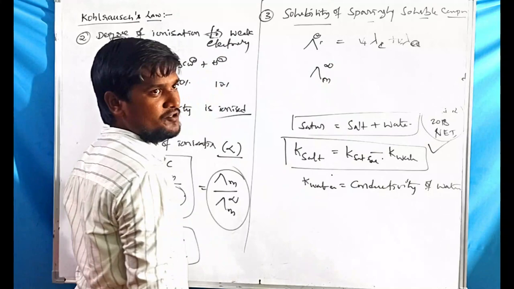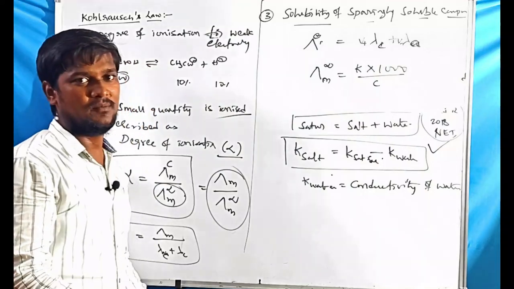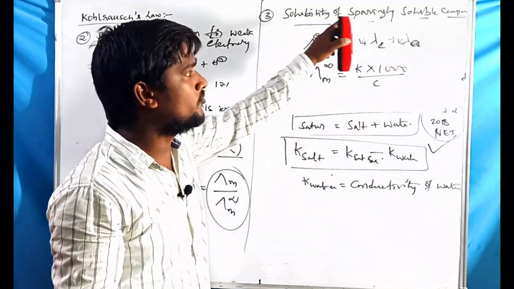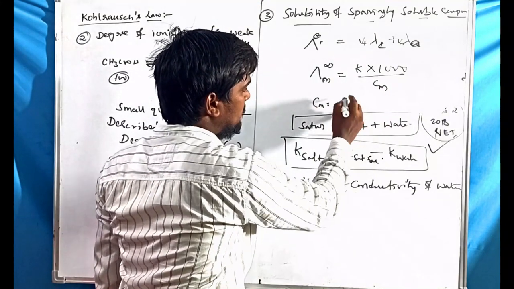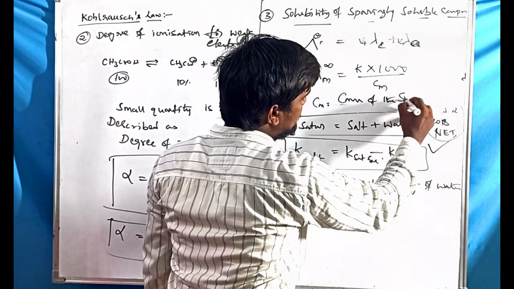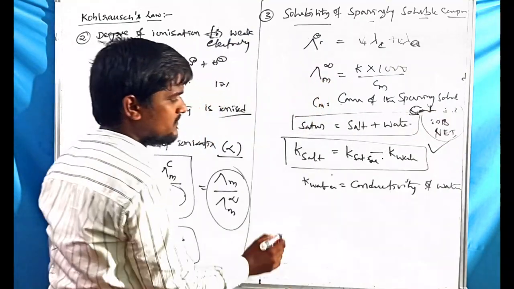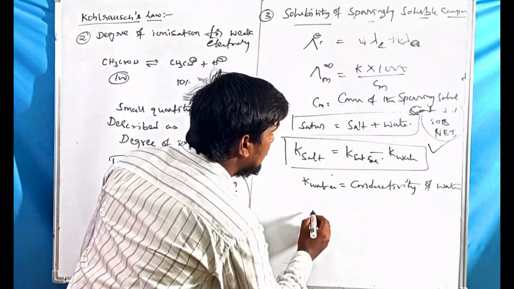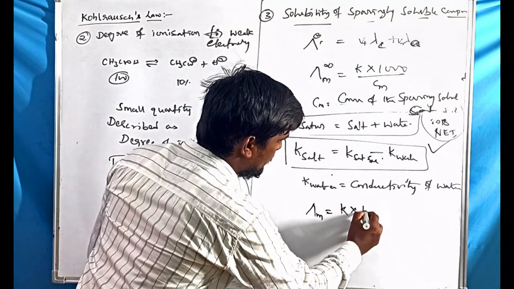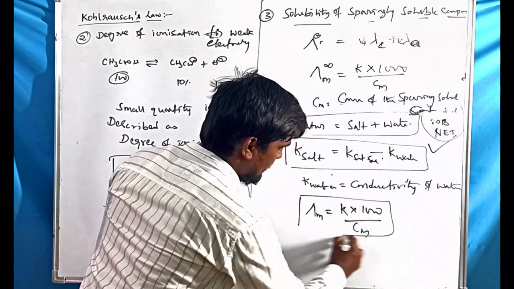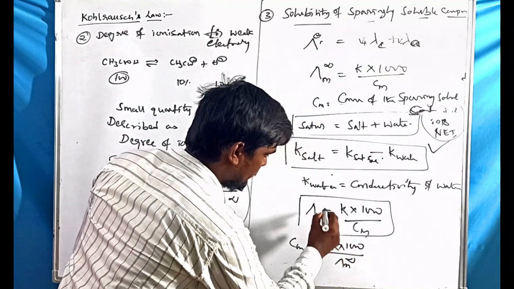equivalent conductance at infinite dilution is nothing but the conductivity constant K into 1000 by concentration, 1000 by molarity, or concentration of the sparingly soluble salt. So here it is Cm. Cm is the concentration of the sparingly soluble salt. So when these values are substituted, we will get lambda m is equal to K into 1000 by Cm. Here Cm is equal to K into 1000 by lambda m at infinite dilution.